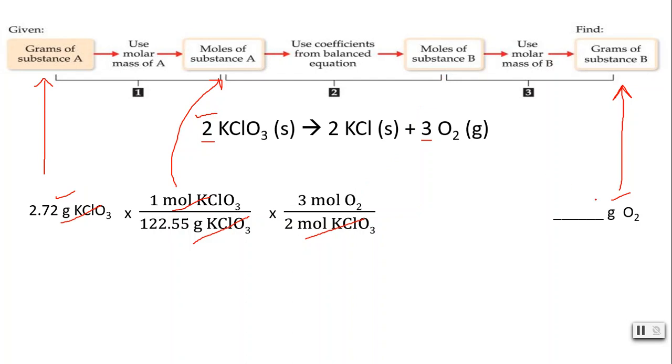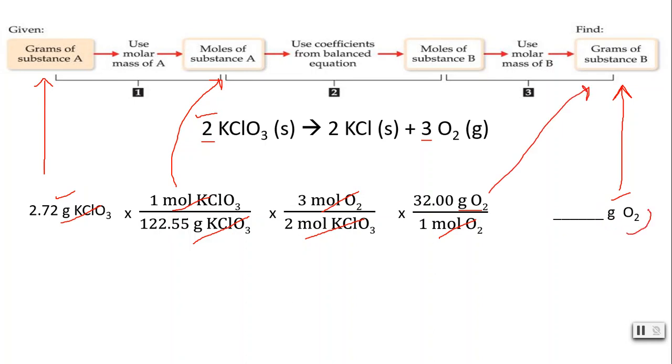I'm almost to where I need to be in terms of grams of oxygen. To go from moles of oxygen to grams of oxygen, I need to use the molar mass of oxygen, specifically the molar mass of O2. So the molar mass of O2, 32, because you have 16 for each oxygen multiplied by 2. Written this way, so my mole of O2 units cancel. So I'm left with grams of oxygen in my numerator. That's great. I'm now at the stopping point.